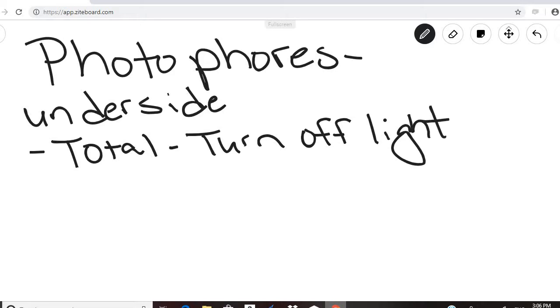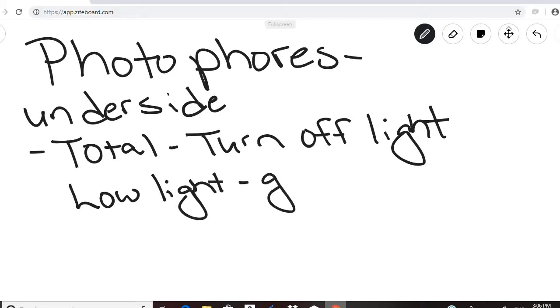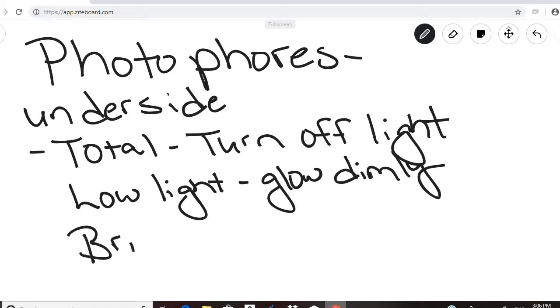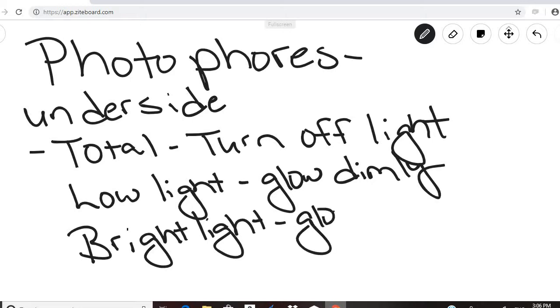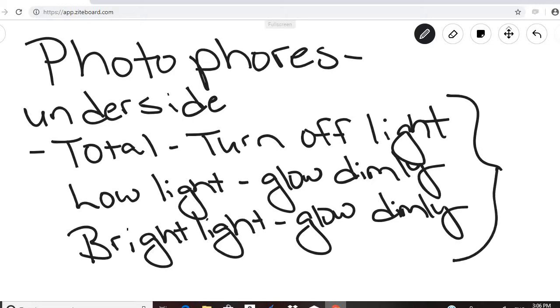If they are in low light, then they will glow dimly so that they will blend in with that low level light. And if they are in bright light, they will glow brightly. So with bioluminescence, what they're really trying to do is prevent detection.